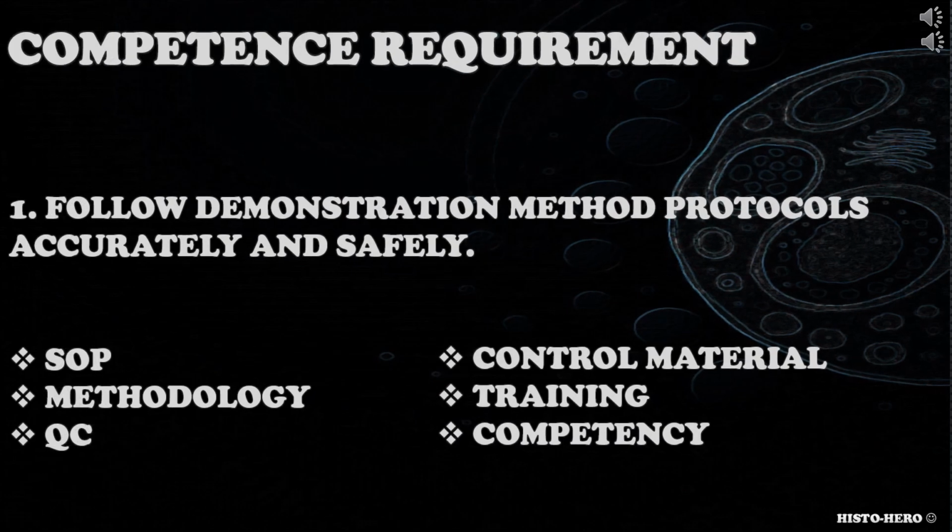Competence requirement is basically a combination of knowledge, skills, and experience one needs to perform a job to a satisfactory standard and level. Your chosen evidence should demonstrate these competence requirements. The following competence requirements need to be met for this section. The first competence requirement is for you to follow demonstration method protocols accurately and safely. How do you perform relevant demonstration methods in your lab? Do you use manual or automated method? How do you know you are following the demonstration method accurately? Consider SOPs, method used, quality control, use of control material, training, competency.